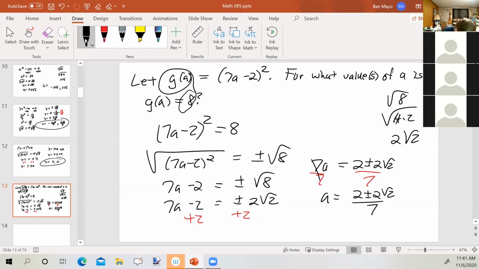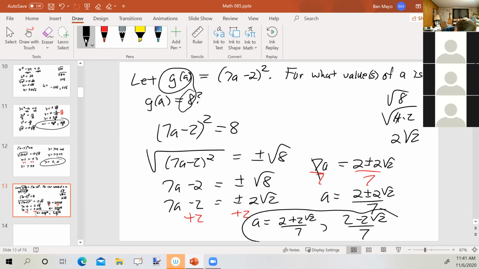So in WebAssign, you would say a is 2 plus 2 square roots of 2 all over 7, comma, 2 minus 2 square roots of 2 all over 7. Make sure you get your plus and your minus signs in the right places. They don't go in front of that first 2, they go in between the first and second 2's. Any questions on that?